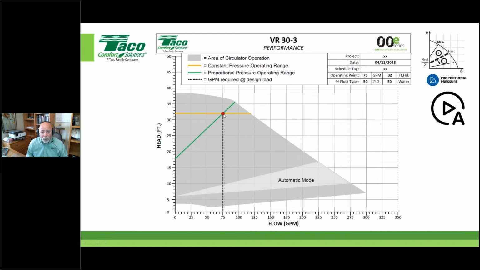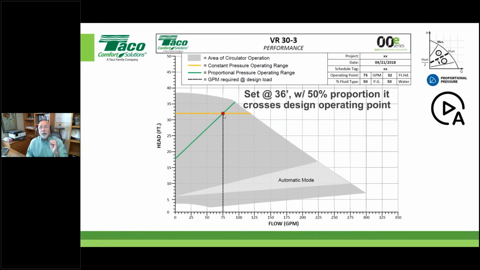Okay, we know what we want it to be, 75 at 32. But when you set the circulator up, when you're pushing buttons on the interface of the circulator, you're not going to choose 32 feet of head. What I'm showing you here is you're actually going to slide this up and down until you're right over the operating point, and wherever this pitch meets maximum speed is what you would choose. In this case, it would be 36. Doesn't mean it's going to operate out here. It just means that you have the proportional pitch in the right position.